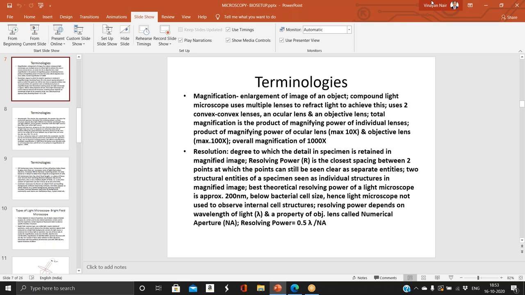Okay. See the resolution, resolving power. Resolution is the degree to which detail can be seen. Resolving power of a microscope depends on the wavelength of light, lambda, and a property of the objective lens called numerical aperture. So, resolving power only depends upon two factors: wavelength of light, lambda, and numerical aperture, that is NA. So, what was my question now? We will go to the question.